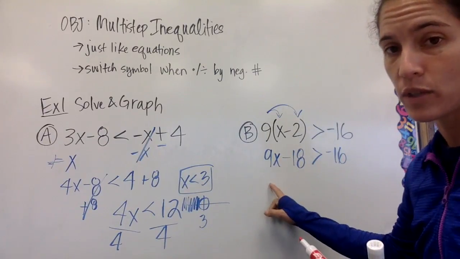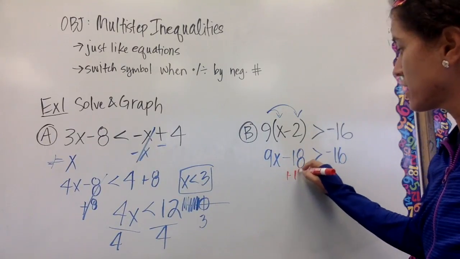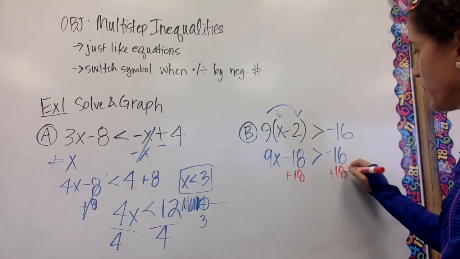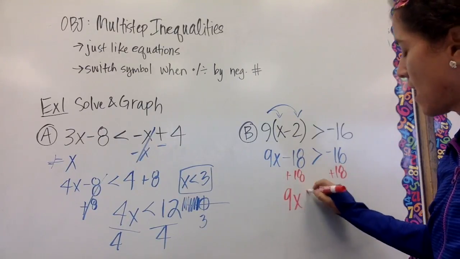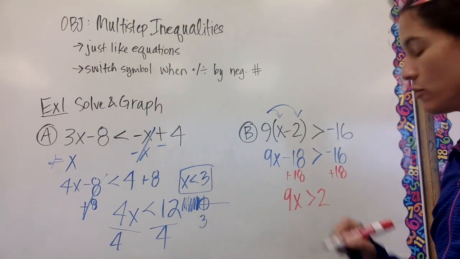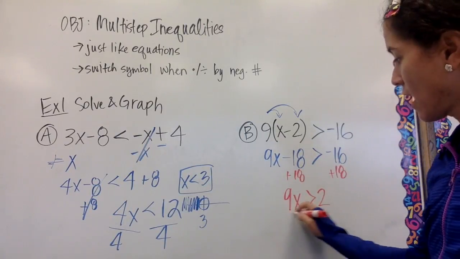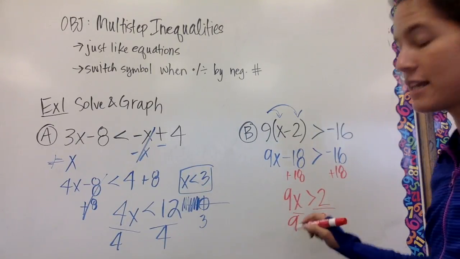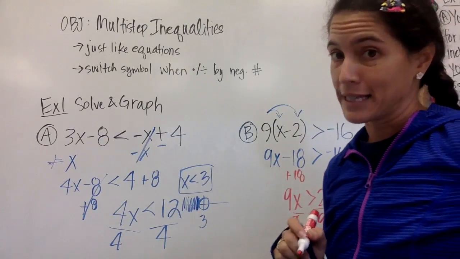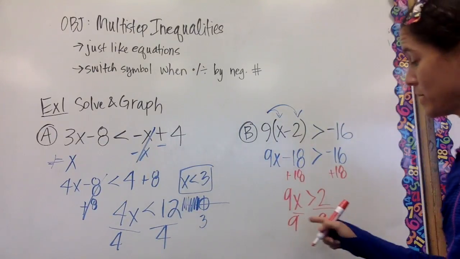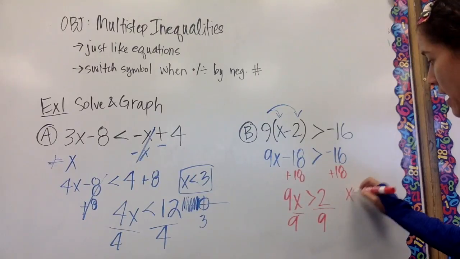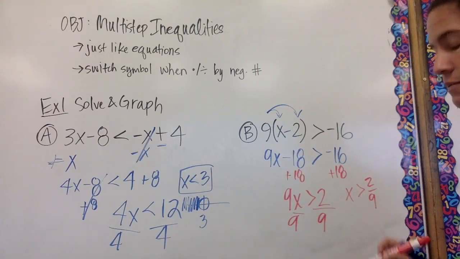I only have variables on one side, so I'm going to add 18 to both sides. 9x is greater than 2. Negative 16 plus 18 is 2. I'm going to divide both sides by 9. Notice I'm dividing by a positive. I'm not dividing by a negative, so I do not switch my symbol. And x is greater than 2/9.